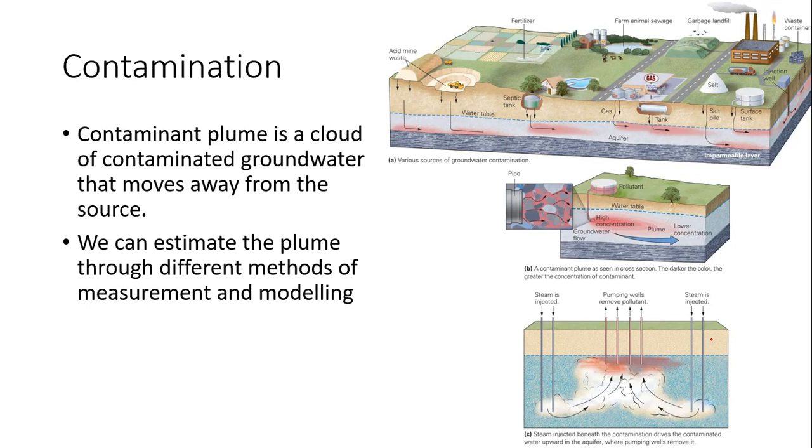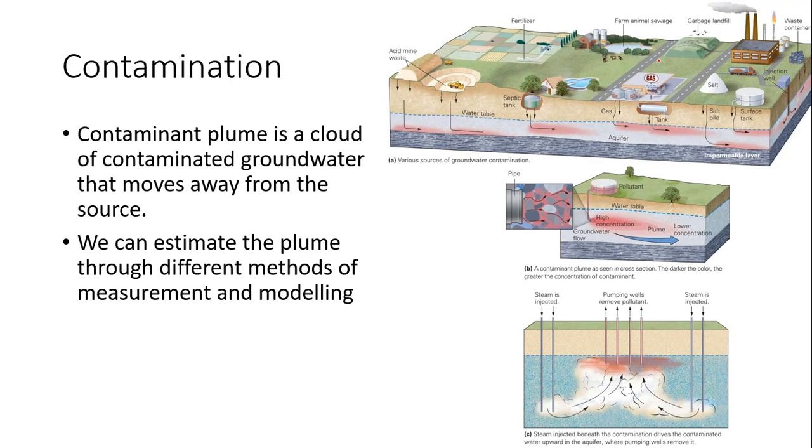So a contaminant plume is a cloud of these contaminants that move away from the source of the contaminant. We can model and estimate the plume, we can estimate the flow direction, and we can do measurements to figure out where the flow came from or the extent of that plume cloud.